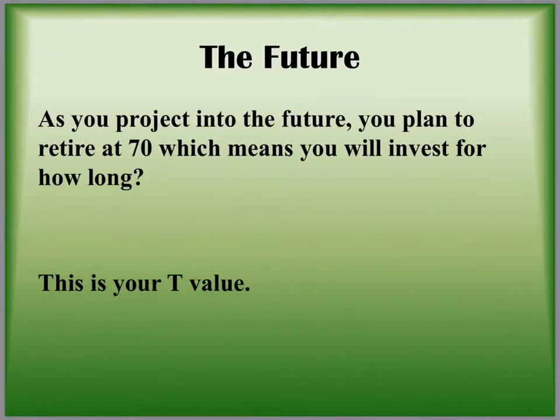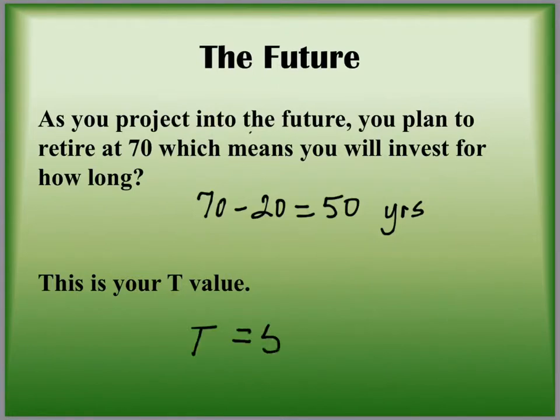As you project into the future and you plan to retire at 70, we're pretending you're 20. I know some of you are older and some of you are younger than that, but just pretend for a moment you're 20 and you're going to retire at 70. How long would you invest for? 50 years, right? 70 minus 20 would be 50 years. That's capital T. Easy questions so far, right? Just looking at the context of what's happening.